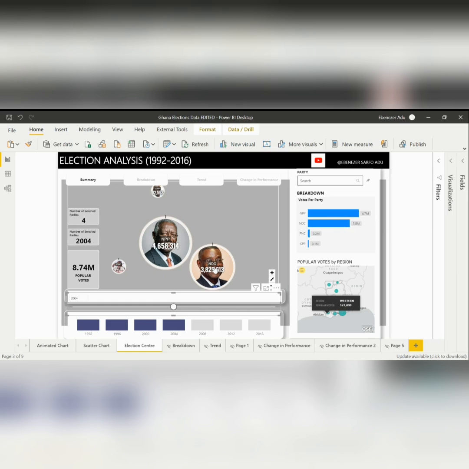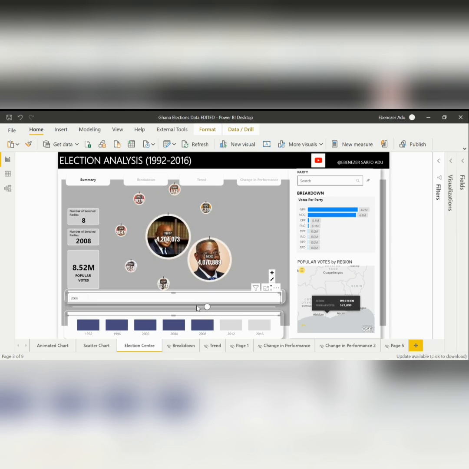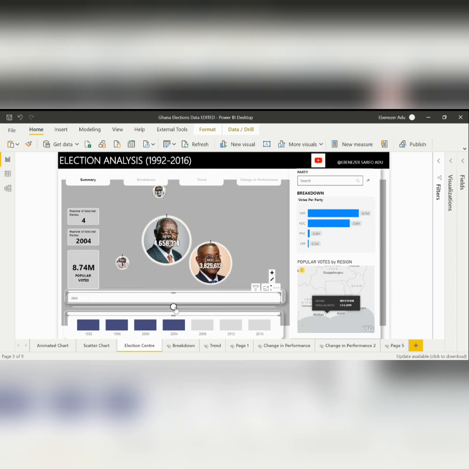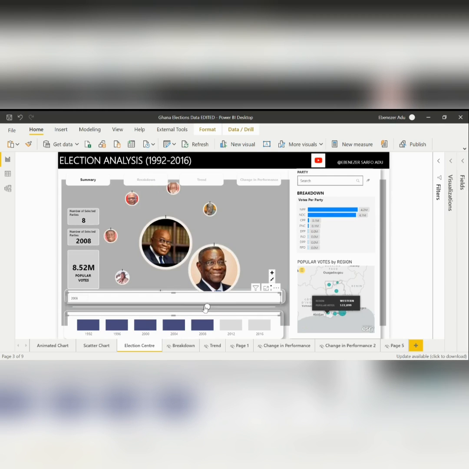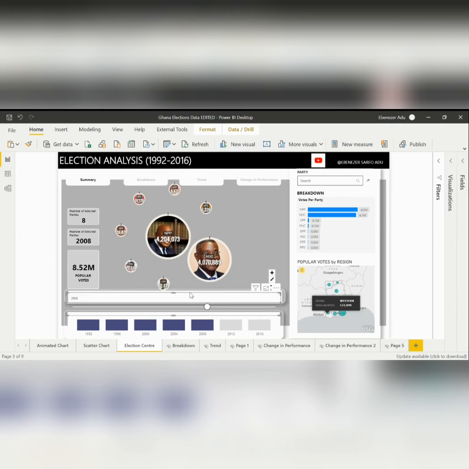Ex-President John Evans Atta Mills did 3.8, so he beat him the second time. Four parties competed, and that's 2004. Let's look at 2008. Let me see, 2004, 8.74, 2008, 8. So there's a drop.